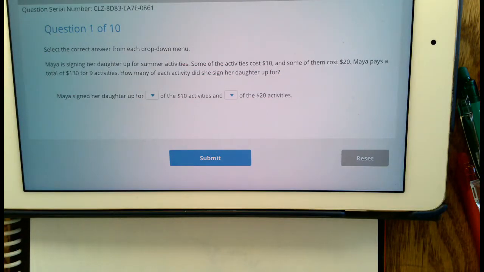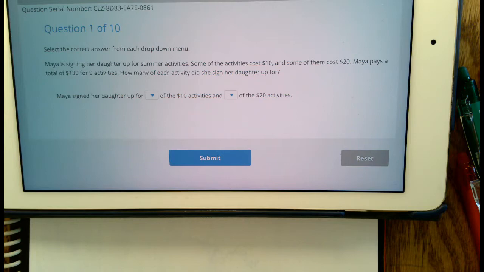Maya is signing her daughter up for summer activities. Some of the activities cost $10 and some of them cost $20. Maya pays a total of $130 for 9 activities. How many of each activity did she sign her daughter up for?